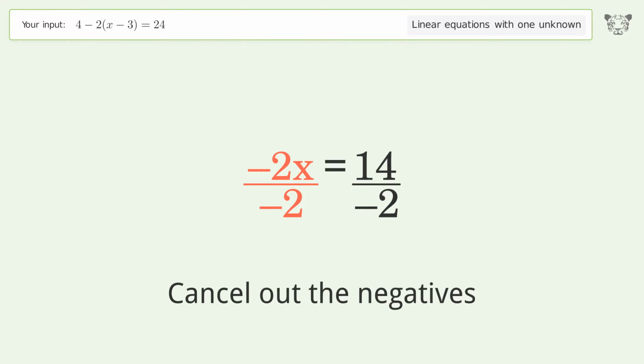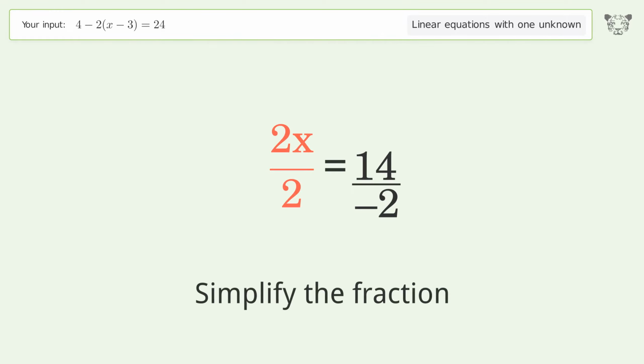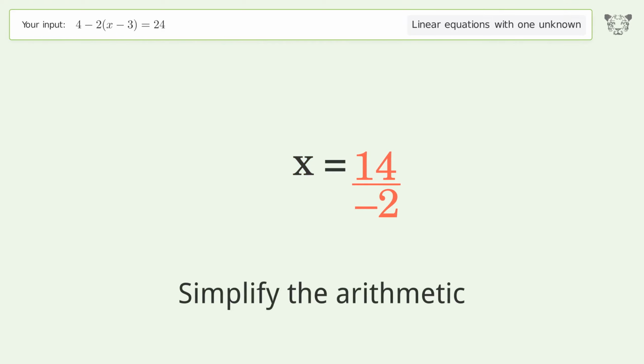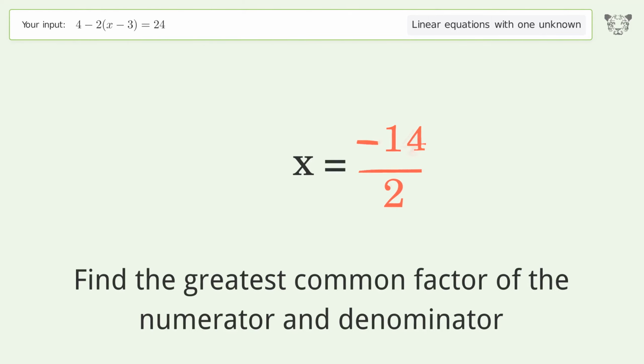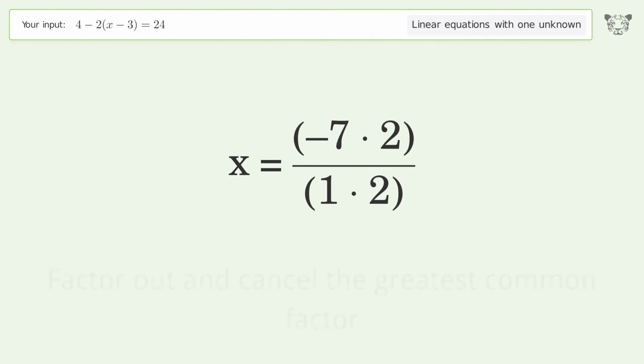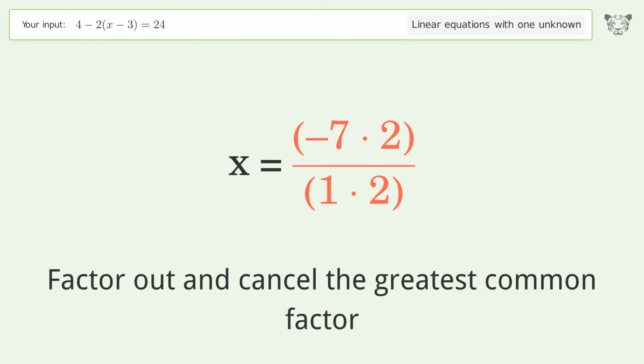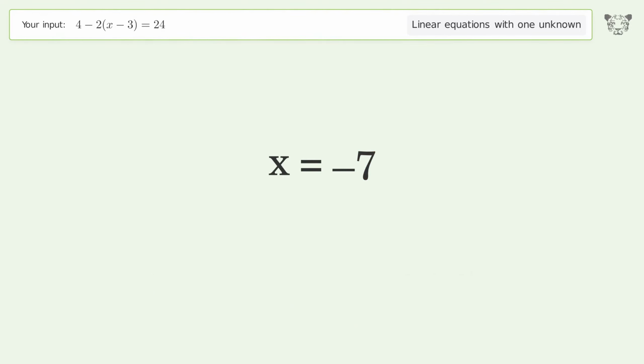Cancel out the negatives. Simplify the fraction. Simplify the arithmetic. Find the greatest common factor of the numerator and denominator. Factor out and cancel the greatest common factor. And so the final result is x equals -7.